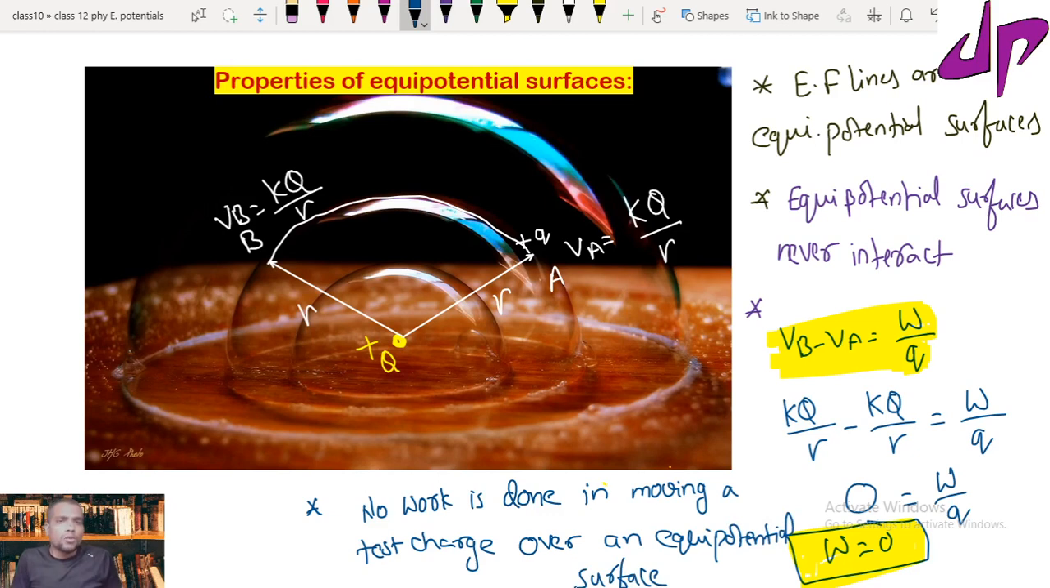So there is no requirement of work if you are moving a test charge over the equipotential surface. So this is a very important point under the properties of equipotential surface.